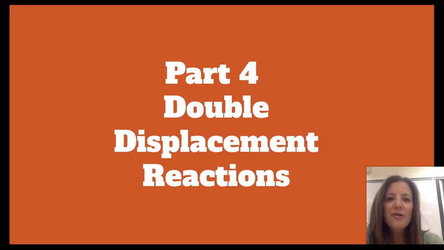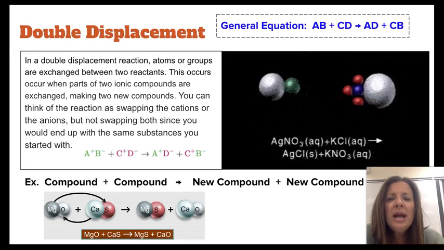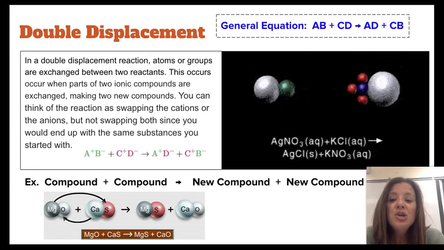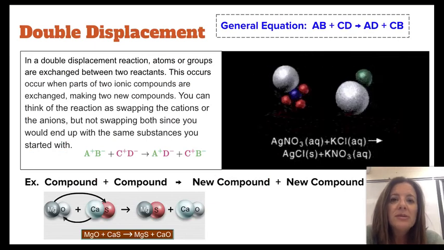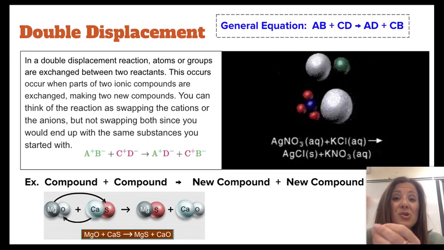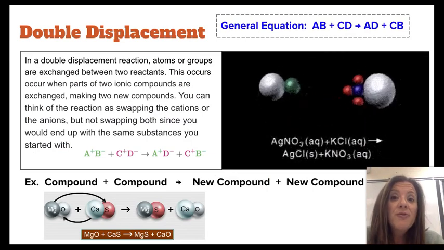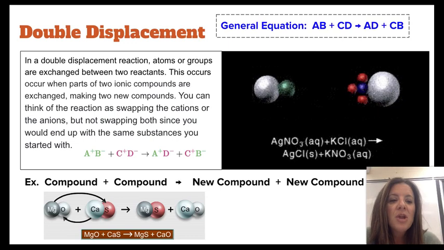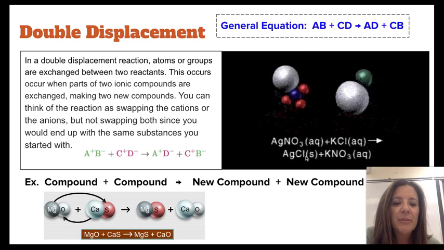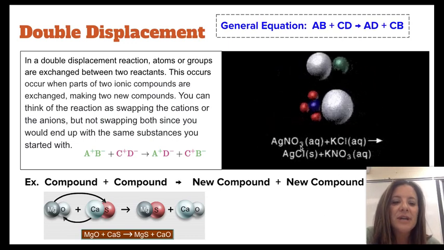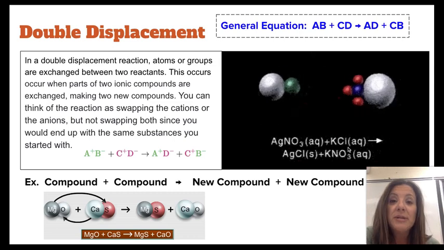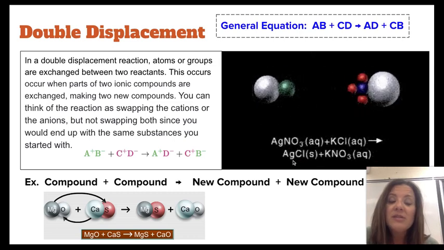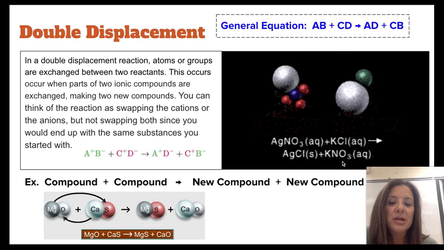Okay, we are looking at our fourth chemical reaction, which is called double displacement or double replacement reactions. In a double displacement reaction, you have two compounds coming together, and essentially they're swapping partners, and you form two new compounds. In this animated GIF, we have silver nitrate reacting with potassium chloride to form silver chloride and potassium nitrate.